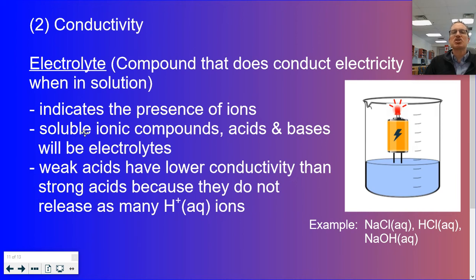We're talking about soluble ionic compounds, compounds that break up into their ions, including acids and bases. All substances, soluble ionic compounds, acids and bases, will break into ions, therefore will conduct electricity, and we can call them electrolytes. Weak acids, as well as strong acids, both conduct electricity. However, weak acids have a lower conductivity because they have way fewer hydrogen ions that will be released in solution.